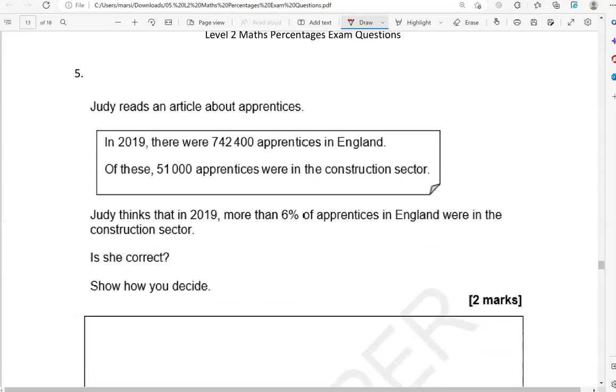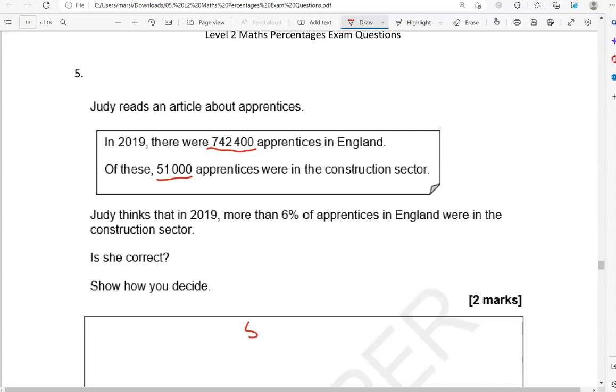Judy reads an article about apprentices. In 2019, there were 742,400 apprentices in England. Of these, 51,000 apprentices were in the construction sector. Judy thinks that in 2019 more than 6% of the apprentices in England were in the construction sector. Is she correct? Show how you decide.